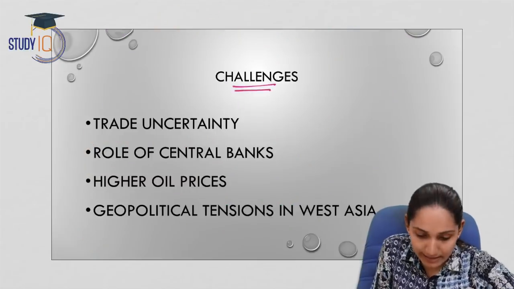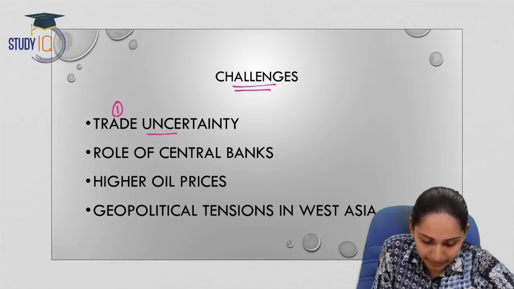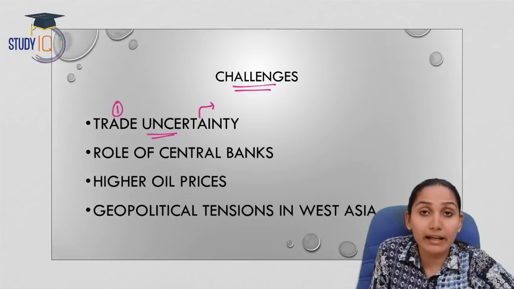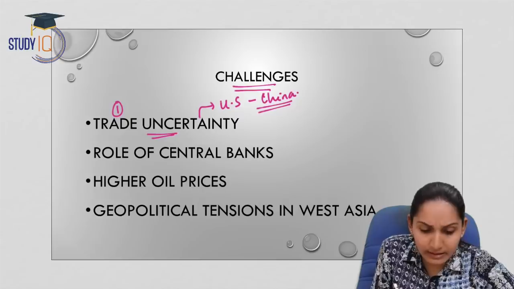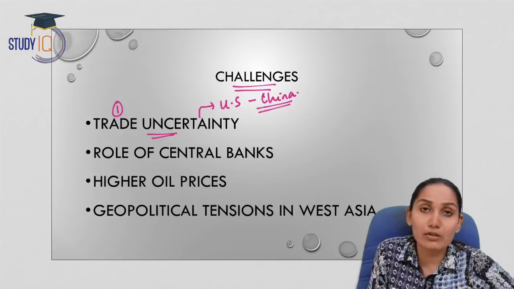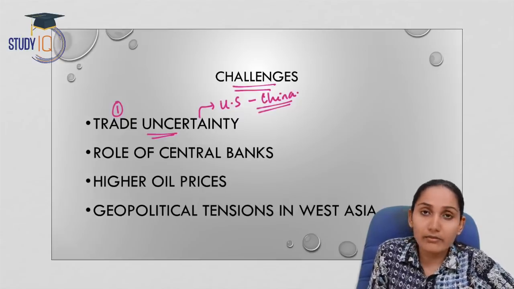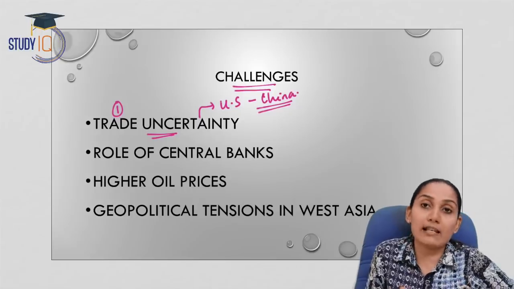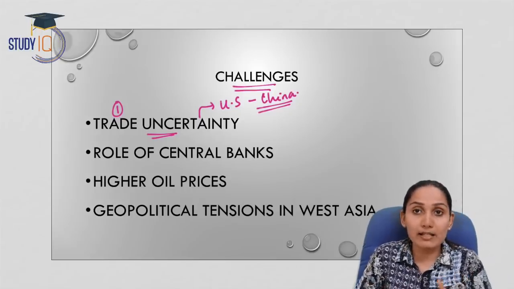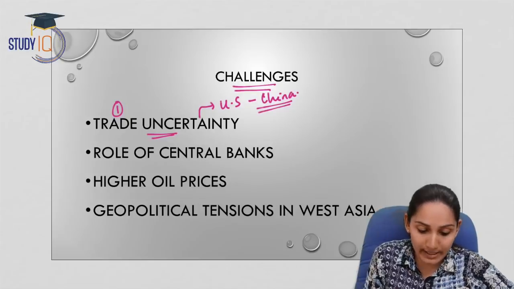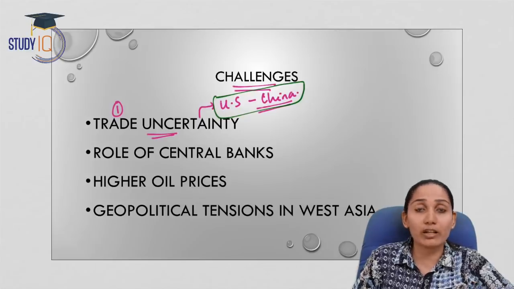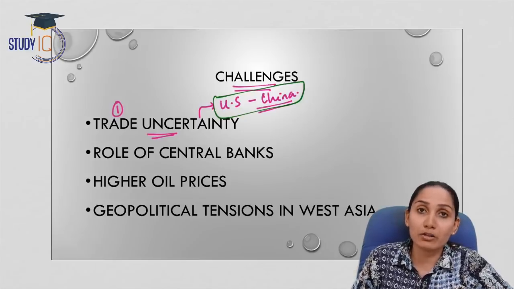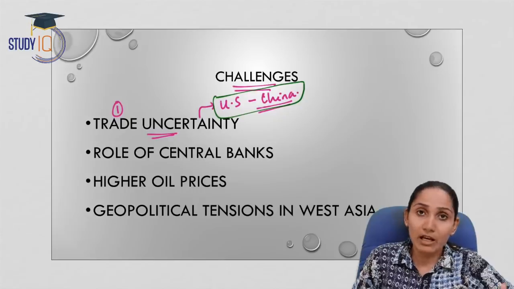Now let us come to the challenges ahead. The first one is the trade uncertainty, and one major factor is the ongoing trade tensions between the US and China. The trade uncertainty is definitely going to slow down global growth in a very significant manner, and this is a challenge that needs to be addressed. This is because the trade war between the US and China is not just impacting the US and China's economies, but it has a huge and significant impact on global economies, on the global value chain, etc.